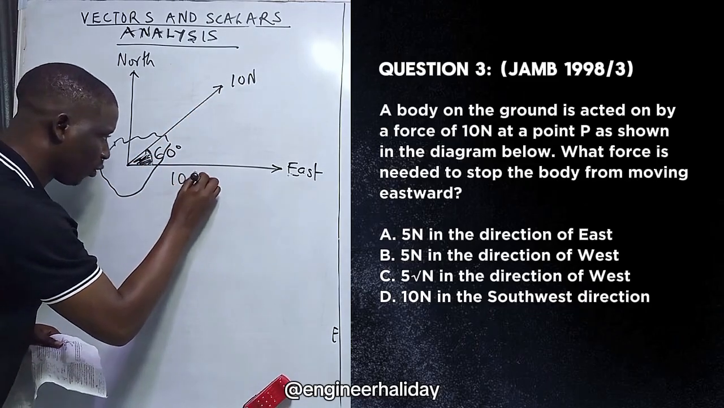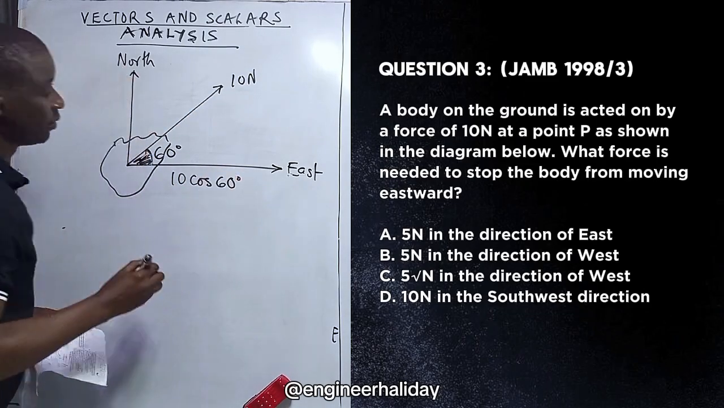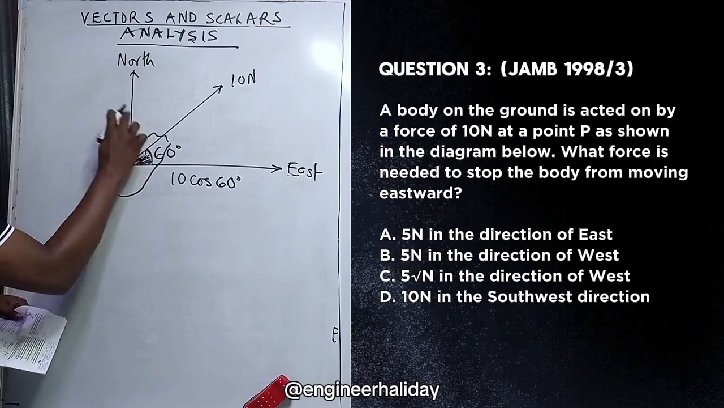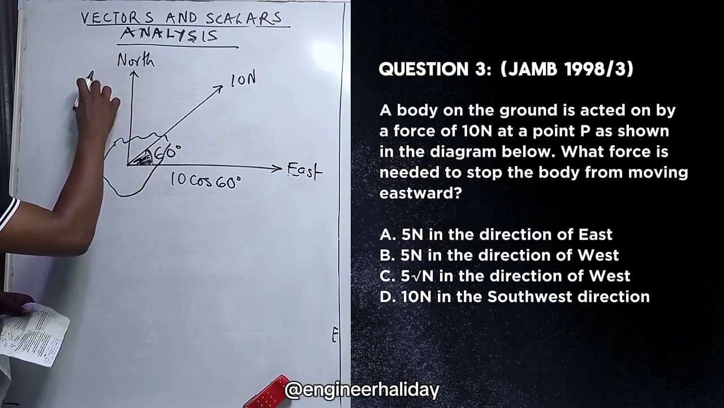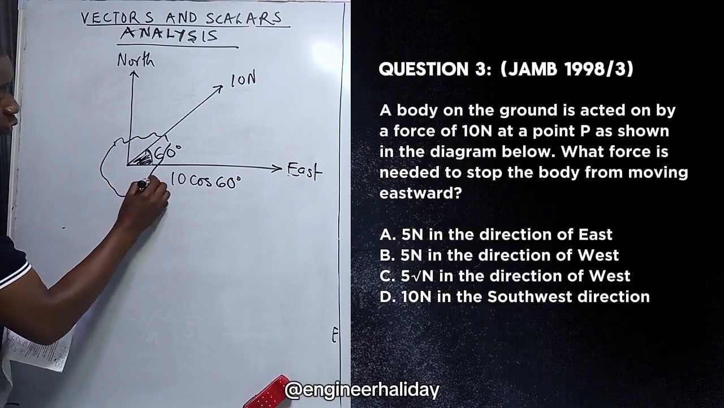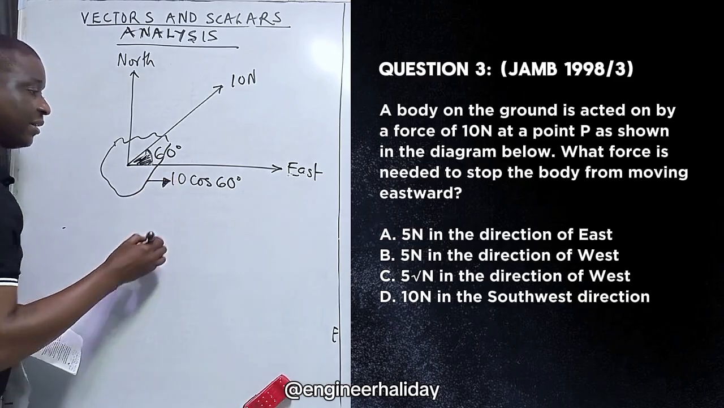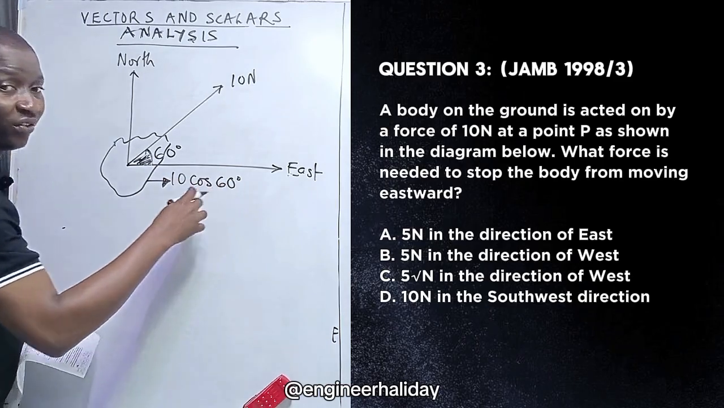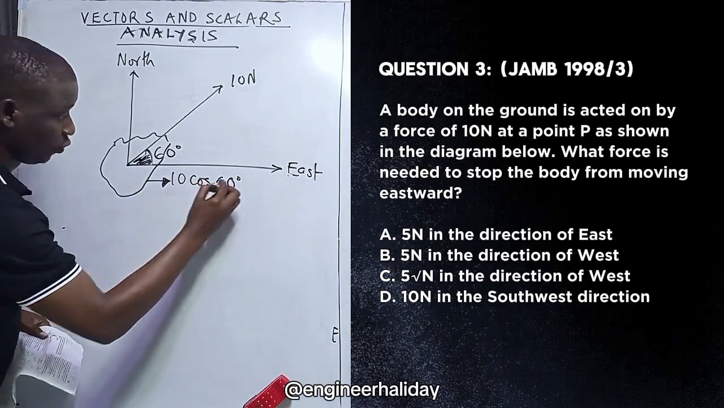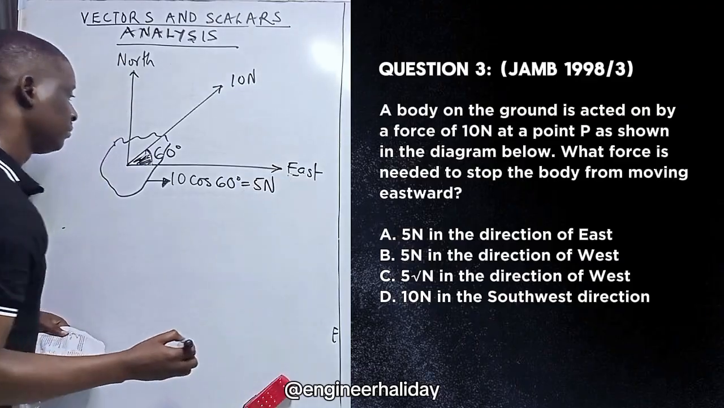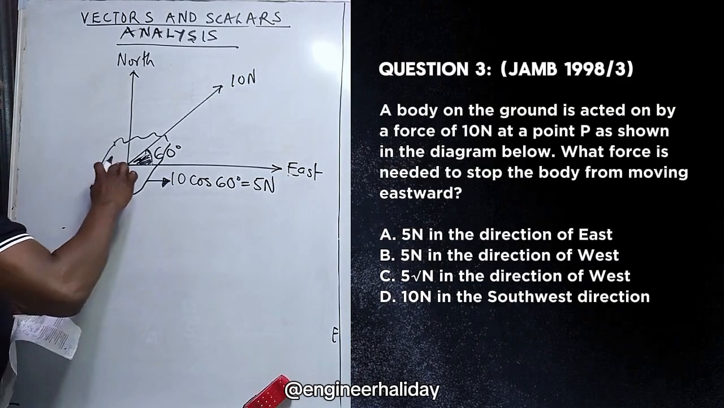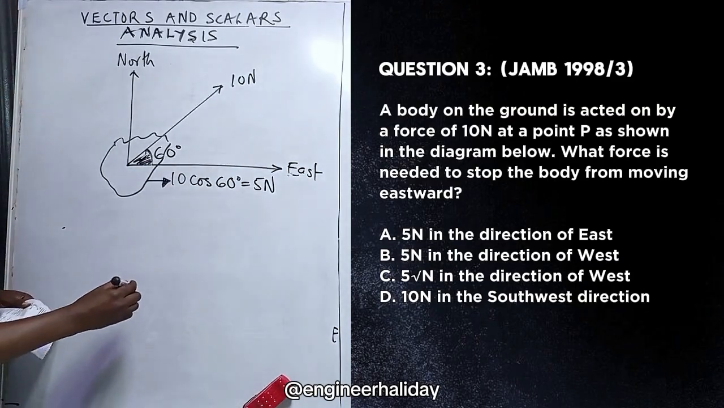So we would have 10 cos 60. And here, the other direction, you have 10 sin 60. So this is what will be going in this direction. Don't forget, cos 60 is 0.5. So this one will be 5 Newton. So what do we do now? Then we have 5 Newton in the east direction.